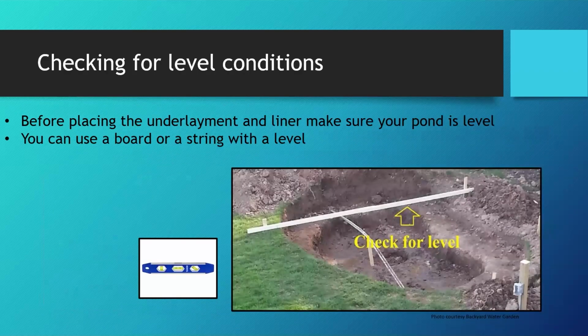Before placing the liner or the underlayment, make sure your pond is level so that one side isn't lower than the other. That will cause an overflow problem in one area, and you don't want that. So take the time to make sure that you've made it level in both directions.